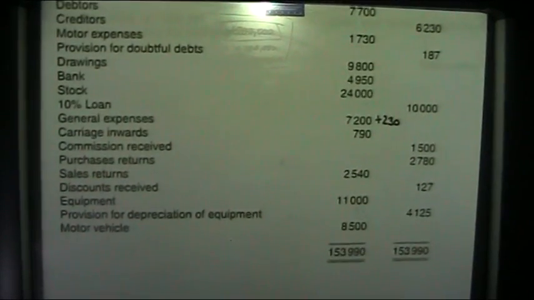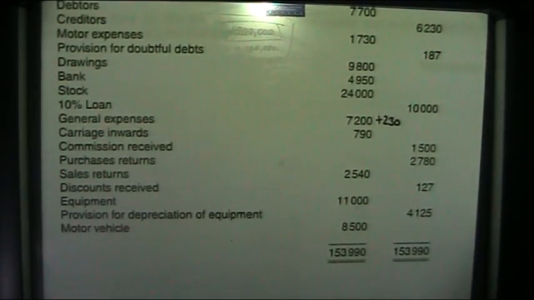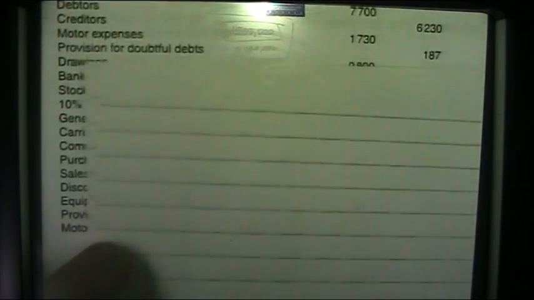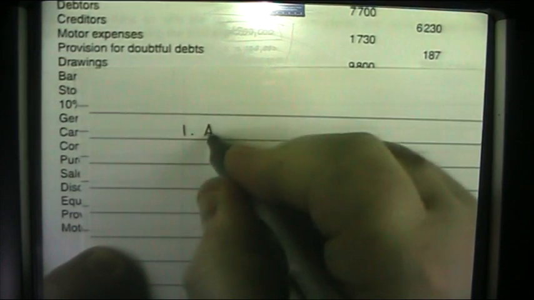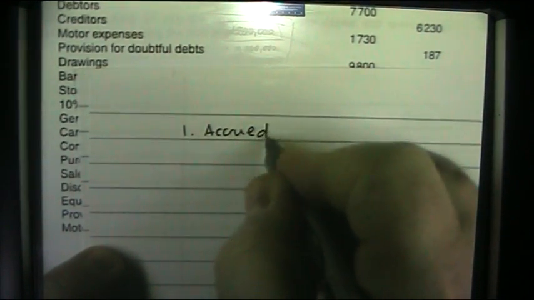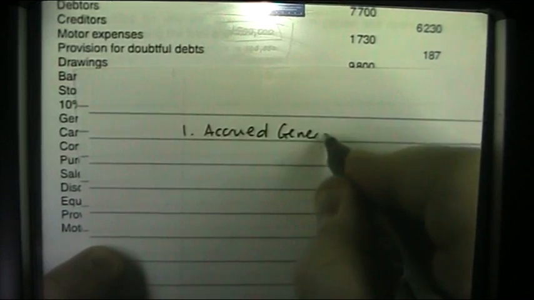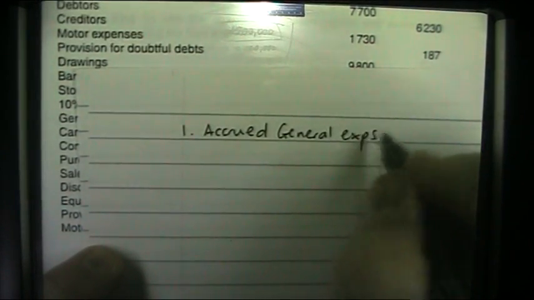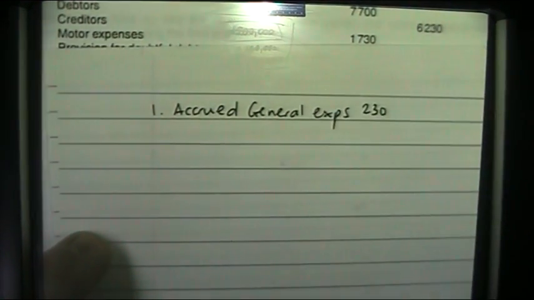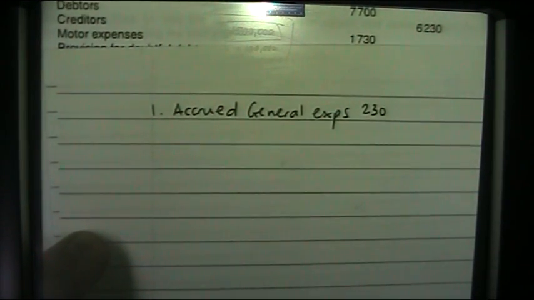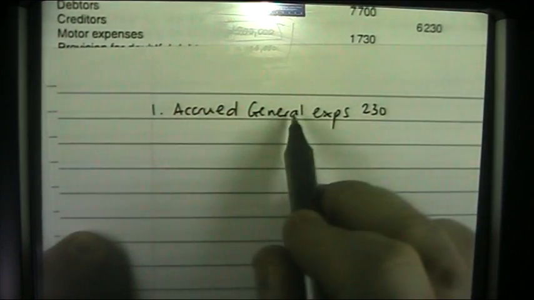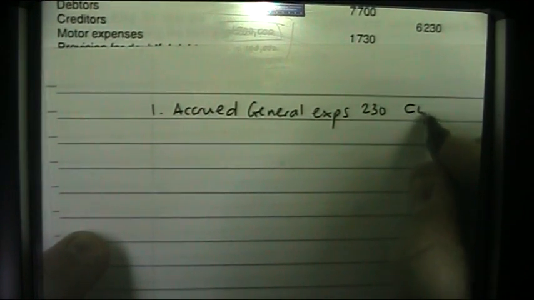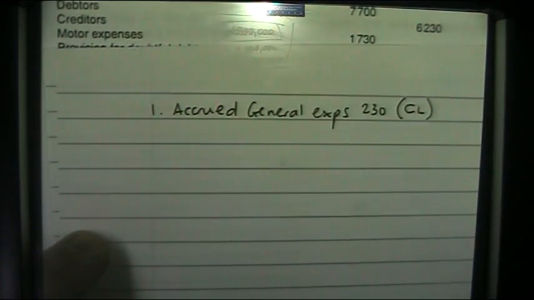Okay. Now, if you want in the exam, you can write it anywhere as long as you remember. But I always like getting a separate piece of paper, and on the separate piece of paper, I'm going to write accrued general expenses, and it was, I think, £230. Okay, just like that. Right, because I'm going to use that when I do my balance sheet. Now remember, the word accrued means owe, so I owe a general expense. That makes it a current liability, and it's really important that you label it now so you don't get confused later on. Okay, so there's the first one.